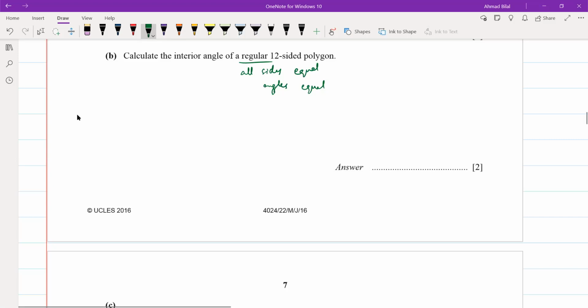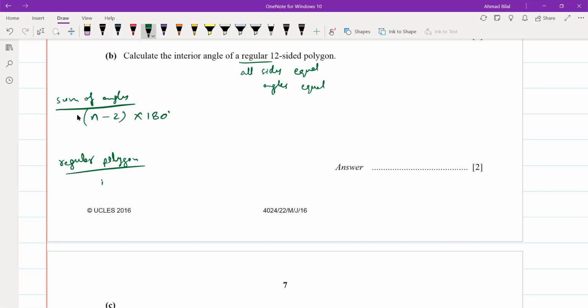Remember, what formula did we have? One is the sum of angles formula, that's n-2 into 180. This is the sum of angles formula. In a regular polygon, now this is only applicable for a regular polygon, the interior angle is just n-2 multiplied by 180 divided by n. All angles are equal, so once you know the sum, you just divide it by the number of vertices, number of corners, and you get a single angle. Okay.